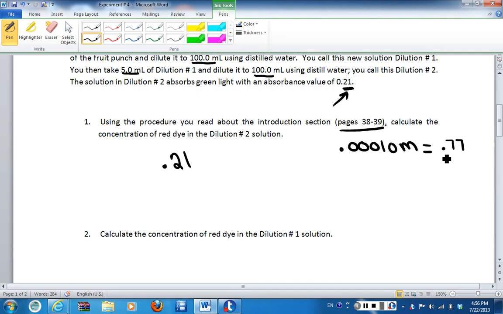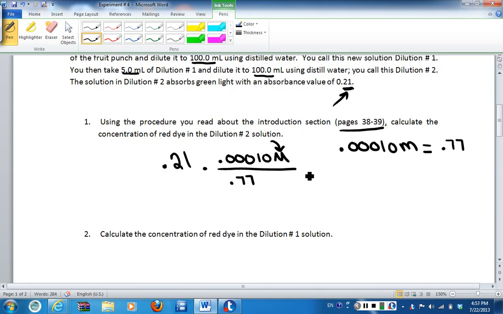So we can use this as a conversion factor to determine the concentration of red dye in dilution number 2. Obviously we want to be left with molar. So if we set this up and multiply by 0.00010 molar, divided by 0.77, you see that the absorbances essentially cancel themselves out, even though they don't have a unit, and you're left with big M. This will give us the concentration of red dye in dilution number 2. This is exactly what you will have to do with your iron. You will have to find an absorbance of your iron and compare it to a standard.